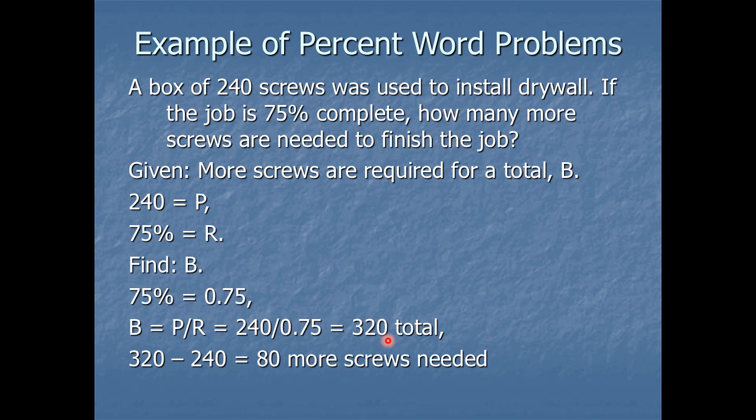But the question asks, how many more screws do you need? So we do a subtraction, right? Because we already have 240. We want to find how many more. So the total is 320, subtracted. We got 80 screws that we need to complete the job. 25% more job to be done.